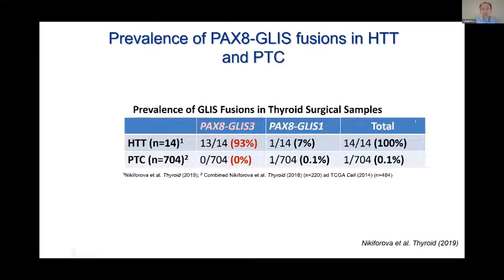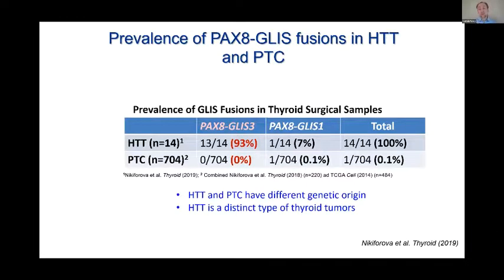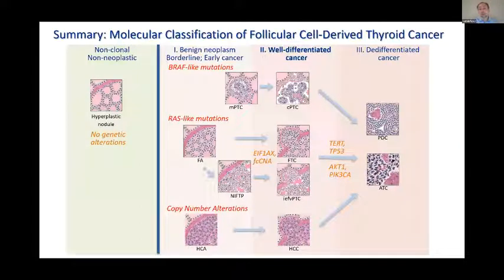As you can see, most of the hyalinizing trabecular tumors have mostly PAX8-GLIS3 fusion, and this fusion is not present in papillary thyroid carcinoma. So this really provides strong evidence that these are two separate types of thyroid cancer, and lays to rest all this debate about whether this is a variant of PTC or not.